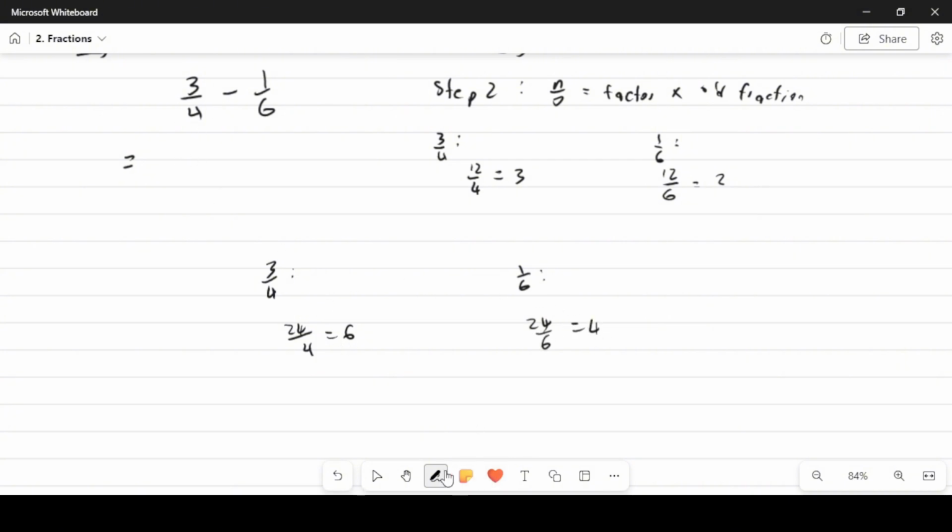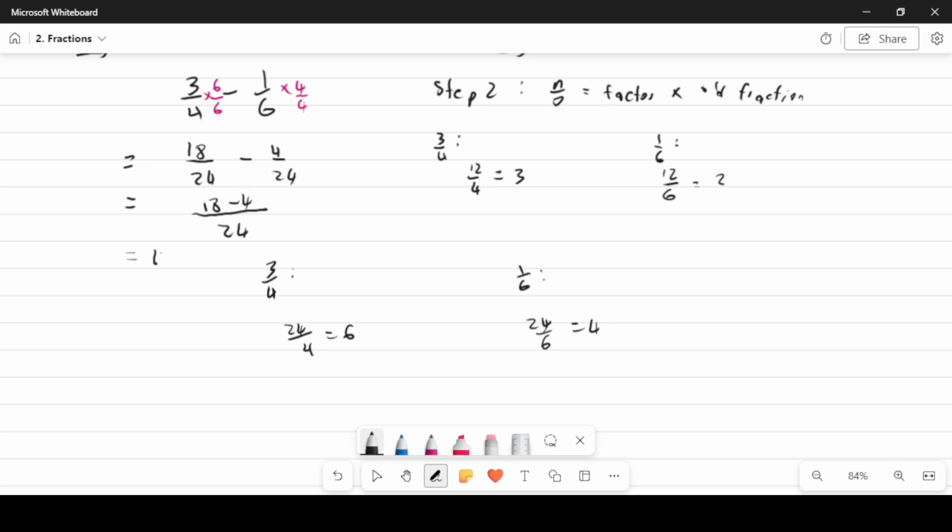So they did all of these parts correctly. They said, okay, what we do with the 6, we multiply it by the whole fraction. What do we do with this 4? We multiply it by the whole fraction. Then 6 times 3 is 18, and 4 times 6 is 24. And 1 times 4 is 4, and 6 times 4 is 24. Then, since the denominators are the same, I can subtract the numerators. So it'll be 14 over 24.